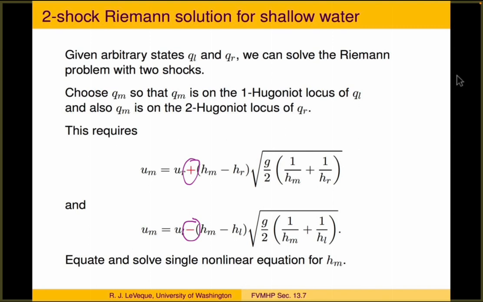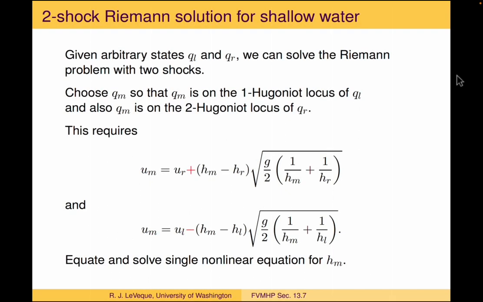So the state um that we're looking for has to lie on both of these curves, so it has to satisfy both of these equations simultaneously. So if you just eliminate um and set these two equal to each other, then you can solve for hm. You now have just one unknown in this equation, hm. We know hl and hr, ul and ur, and you can solve that equation for hm. It's a nonlinear equation, but you can use some nonlinear equation solver, and that gives you the solution of the Riemann problem.